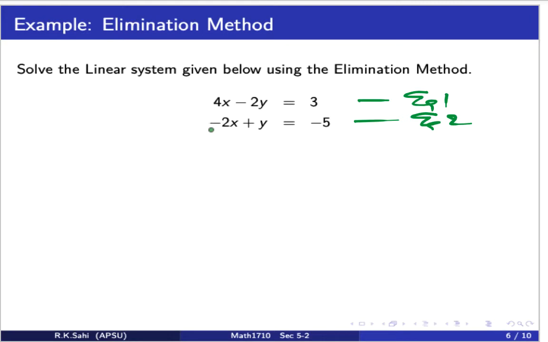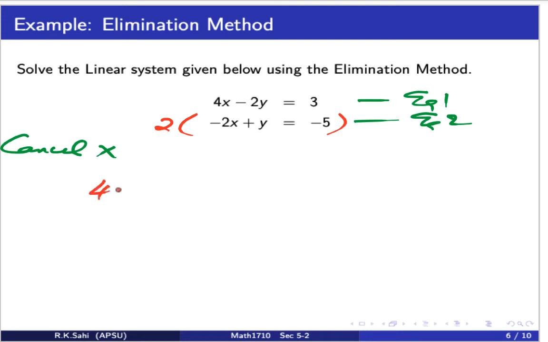Do you want to eliminate x or the variable y? It does not matter. If I do x, that means I have to multiply the second equation by 2. Let's cancel x here, because both of them have opposite signs. The only thing is the number value has to change. So we'll multiply the second equation by the value 2. So what do you get?